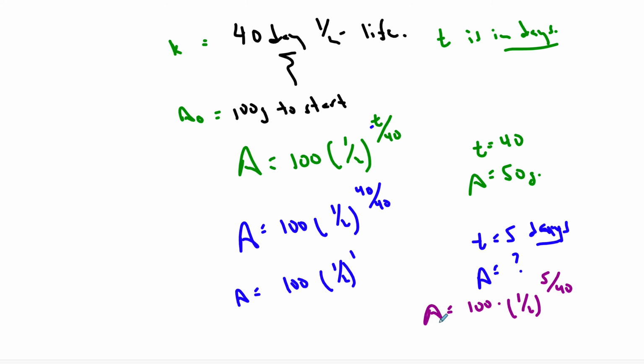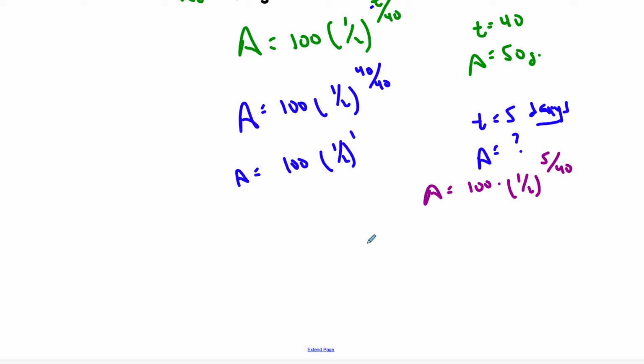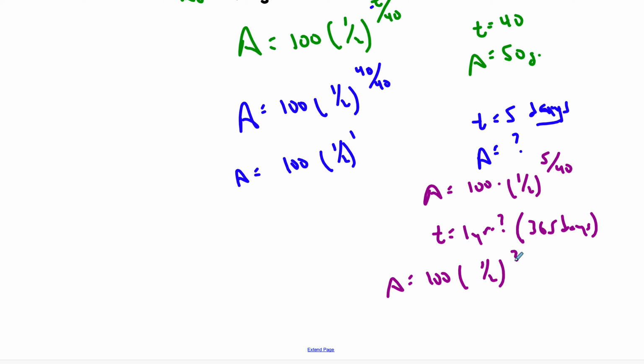Now, if someone got tricky on you, maybe they say, well, what happens after 1 year? By the way, you'd have to convert. That's 365 days, right? So you just say 100 times 1/2 to the 365 over 40. Now, you would expect there to be less than half. In fact, how many times does 40 go into 365? 9 times, right? A little bit more. Which means you'd expect this to get multiplied by 1/2 9 times plus, right? So there'd be very little left after that amount of time, okay? So that would be how we'd model exponential decay.